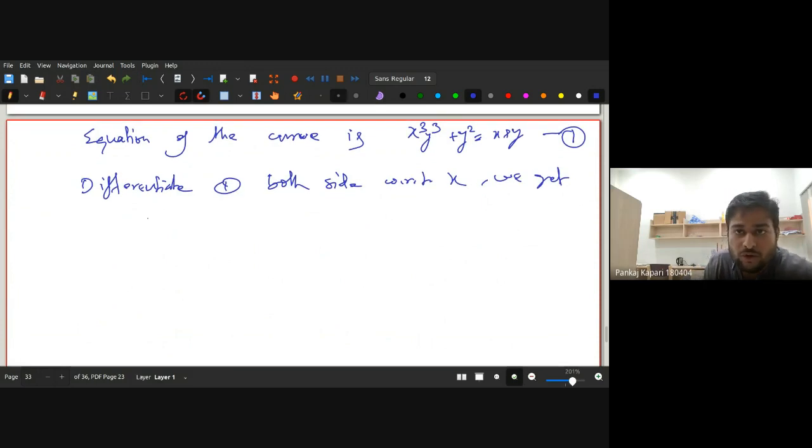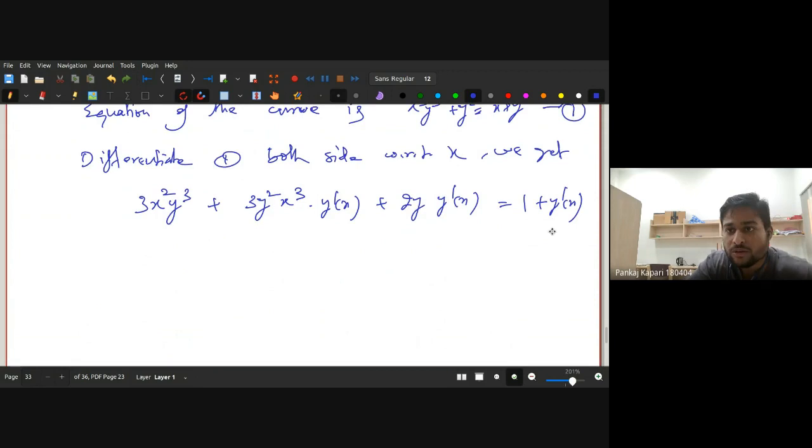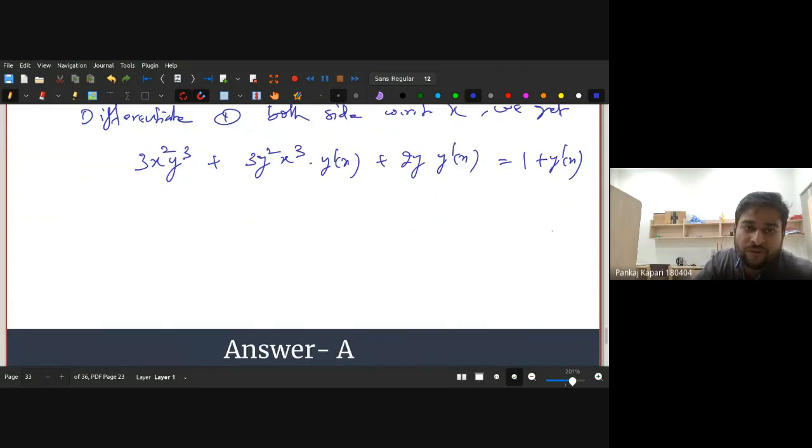Okay, so if we apply the rules of the derivative, that means this is 3x square y cube plus 3y square x cube into dy by dx, which is y prime of x. So let's write it as y prime x, plus 2y into again y prime x, which is the same as the derivative of x, which is 1, plus y prime x. Okay, so from this we can extract the y prime of x.